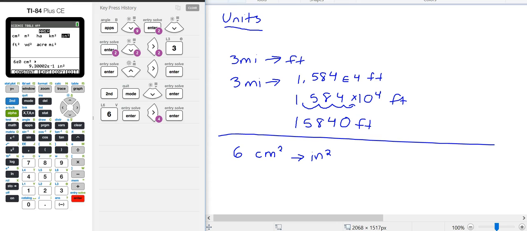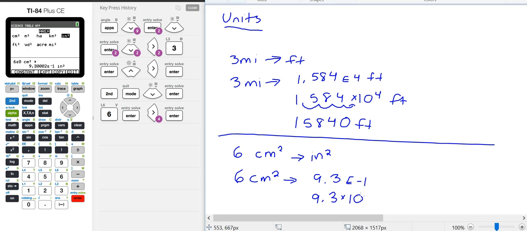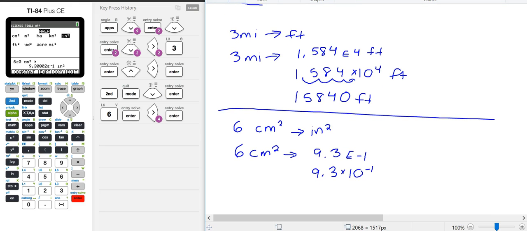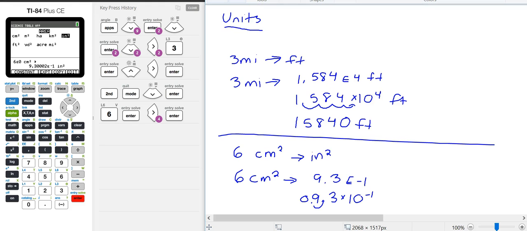The calculator tells us that 6 square centimeters is converted to 9.3 E negative 1. This means 9.3 times 10 to the negative 1. Since we have a negative exponent in the scientific notation, it means that we're moving the decimal place to the left instead of to the right. So this becomes 0.93. So this is 0.93 square inches. So in 6 square centimeters, there's less than 1 square inch. That's how we would do it easily if we only have to do one conversion. Let's say we have to do more than one conversion.